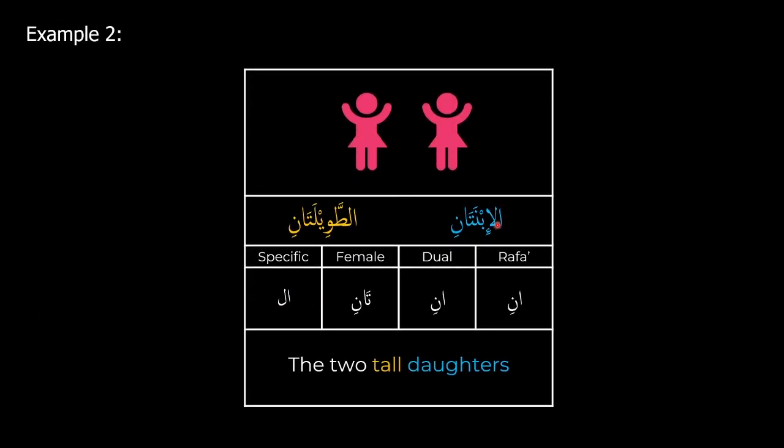Okay, next we have al-ibnatani tawilatani, and we gotta check if they match in all four properties. So we know both of them are specific because they both start with an al. We know both of them are feminine because of the ta of femininity. And we know both of them are dual because of the ani ending. And we know both of them are rafa because of the ani ending. Again, if it was nasab or jar, it would have an aini ending. So this translates to the two tall daughters.